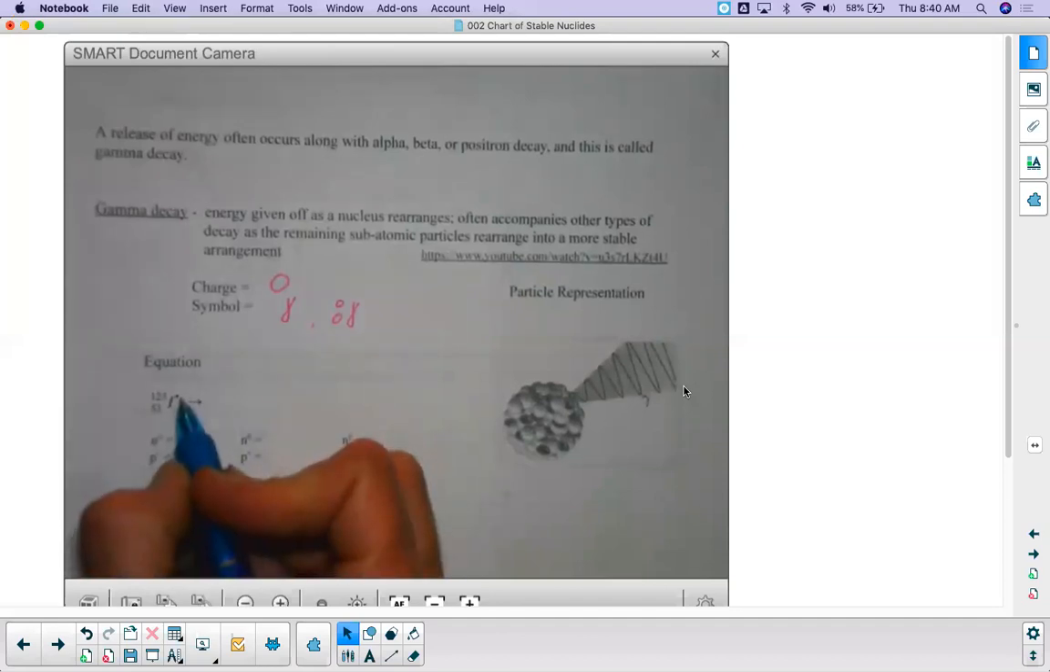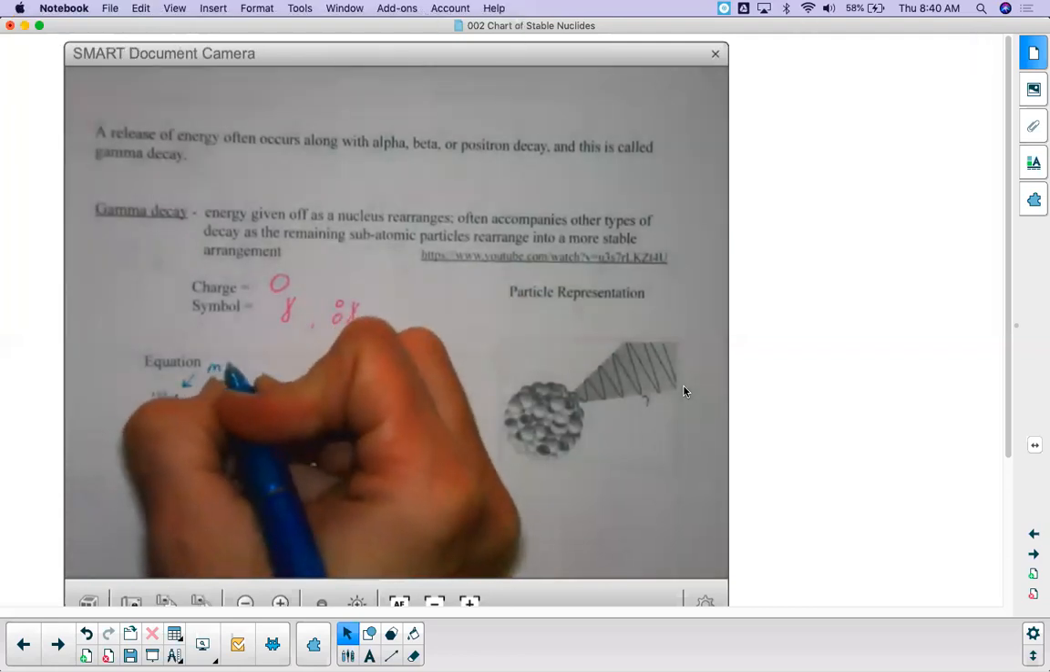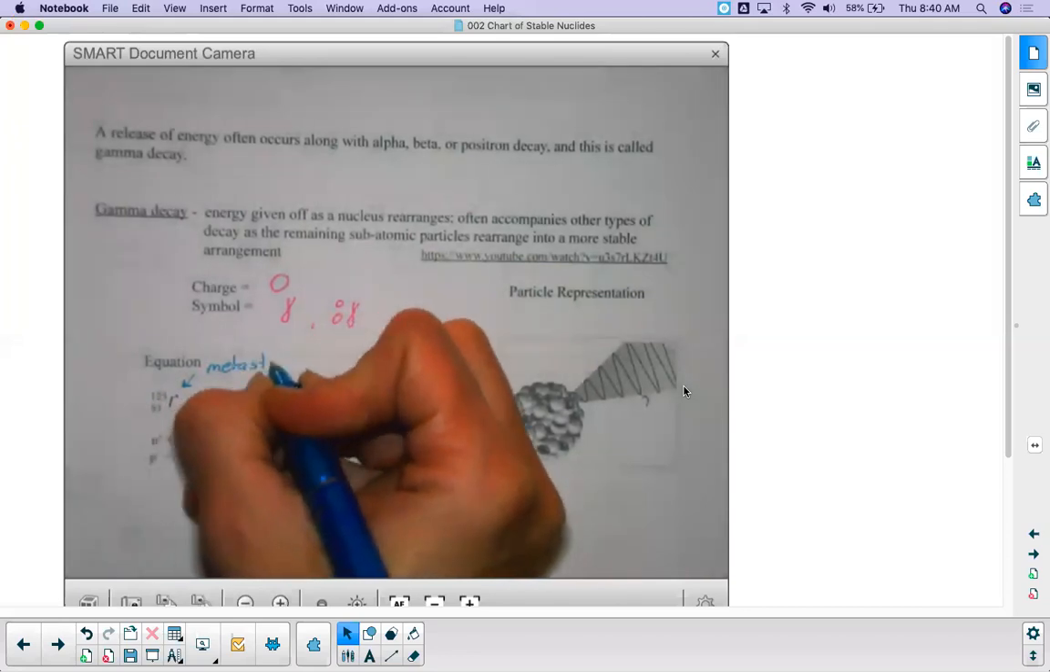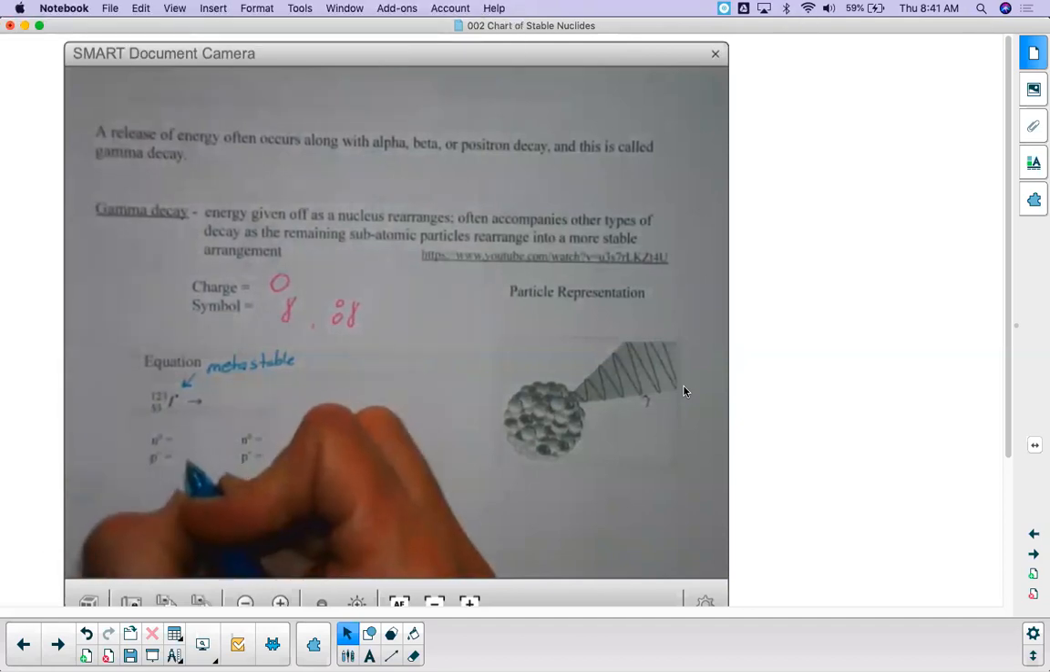This little star right here by the iodine means metastable. Now that's a really kind of weird word that basically says this iodine came into existence because a radioactive decay happened. It's got all its protons and neutrons, but they aren't arranged properly yet. They need to go and settle into place. So in this particular case, we have a 123 53 iodine. So we have 53 protons.